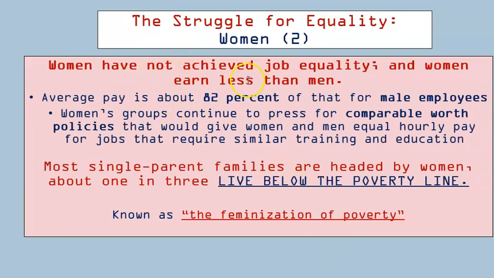All right, so this says that women have not achieved job equality. They earn less than men. Women's groups continue to press for comparable worth policies that would give them and men equal hourly pay for jobs that require similar training and education. Unfortunately, most single-parent families are headed by women, and about 1 in 3 of those families live below the poverty line. And the author makes note of that, and it says that that is known as the feminization of poverty.